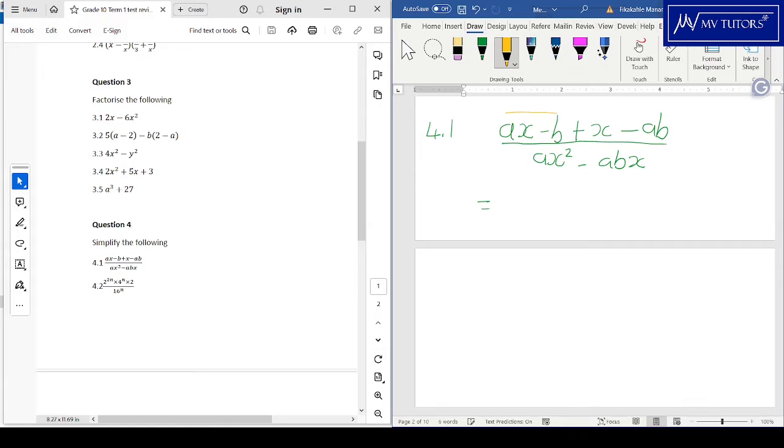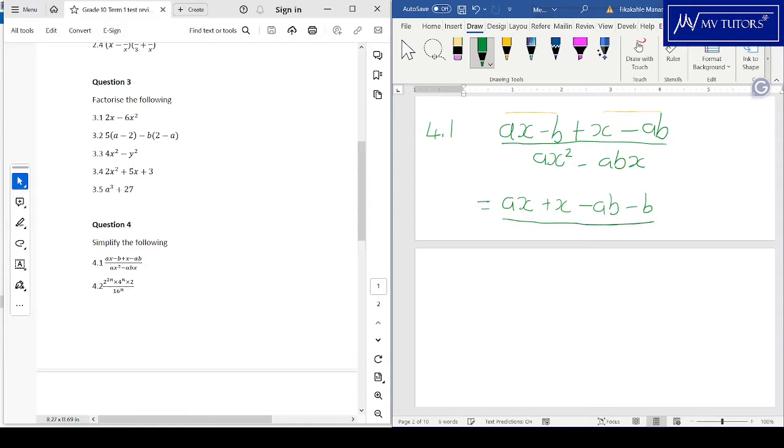Not really anyway, because they're all different variables. Also, this one, can't factorize it. So what I'm going to do is just rearrange them. I will bring the x this side so that it becomes ax plus x. And then I'll bring this b to the other side so that it becomes minus ab minus b. So all I did was just rearrange the top parts.